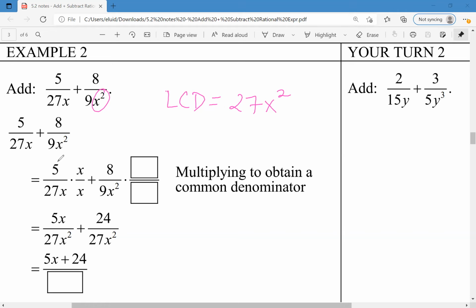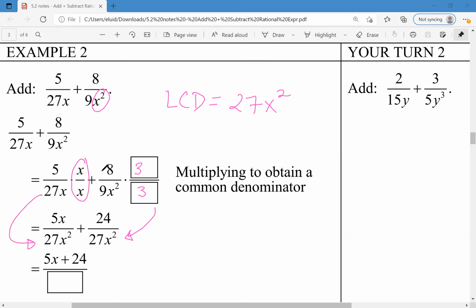Okay, so let's see how that works. 5 over 27x. How do we get that denominator to turn into 27x squared? Well, we already have the 27. What's missing? We need another factor of x. So notice how we're multiplying the top and the bottom by x. For the second fraction, 8 over 9x squared, notice the denominator. It already has the x squared, but this time what it doesn't have is the 27. How could we get the 27? Well, we would multiply the 9 times 3. That's our missing factor. Because 9x squared times 3 is going to give us that common denominator of 27x squared. Same thing with the first fraction, 27x times x also gives 27x squared.